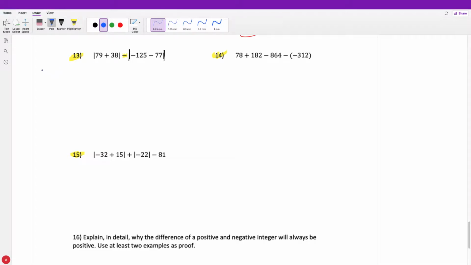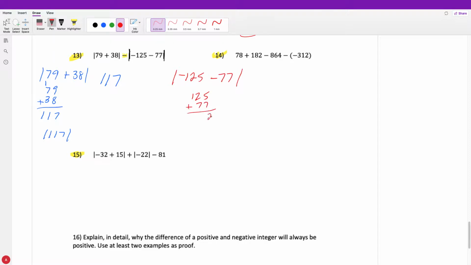So I'm going to go ahead and do these off to the side. So the absolute value is 79 plus 38. Since they're both positive, we can just go ahead and add those together. So this will give me 17, carry the 1. This gives me 11. So then it's the absolute value of 117, which we then know is equal to 117. So this becomes 117. And then over here, we have the absolute value of negative 125 minus 77. Since they're both the same sign, I can go ahead and add them together. So this would then give me 12.